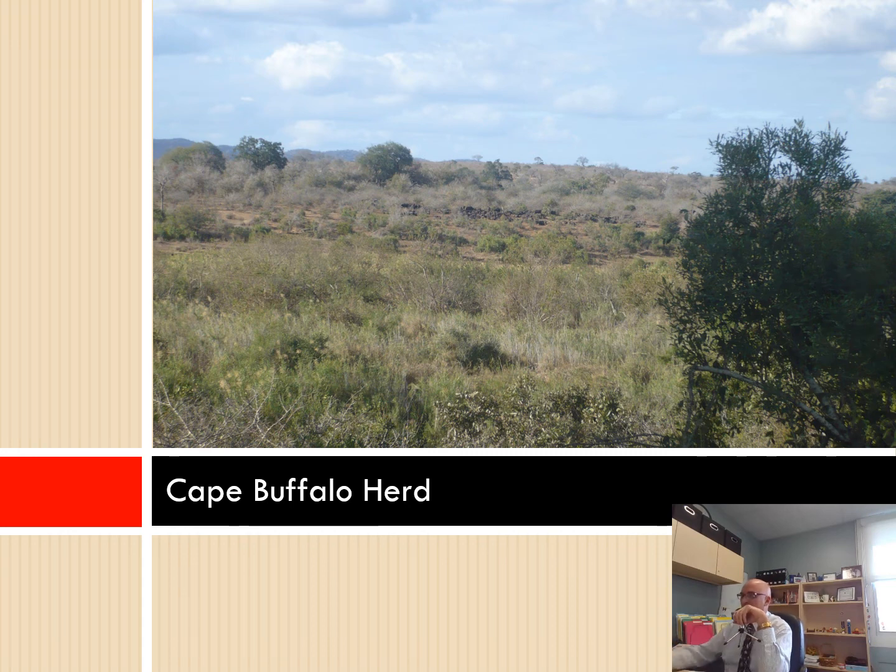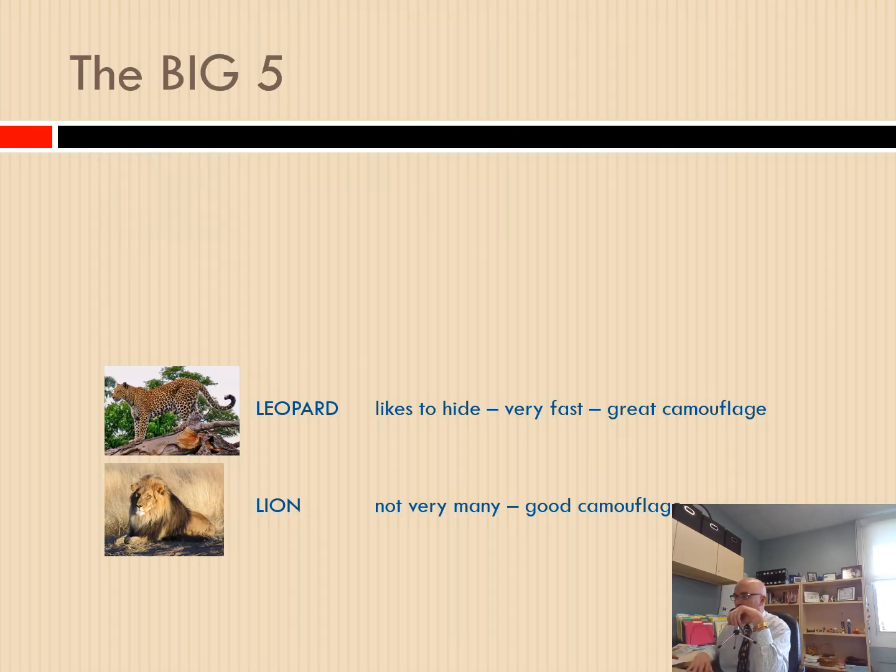Now, buffaloes travel in herds so they can keep safe. And usually when I do this presentation, I can point out where the buffaloes are. Hopefully you can see them in the distance. It's all those little black spots. That's a big buffalo herd. They're all traveling together to stay safe. All right. Last two choices, leopard and lion.